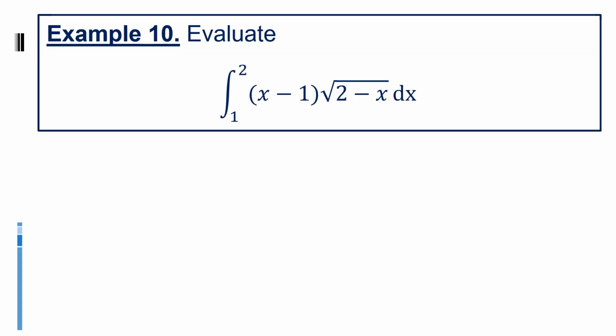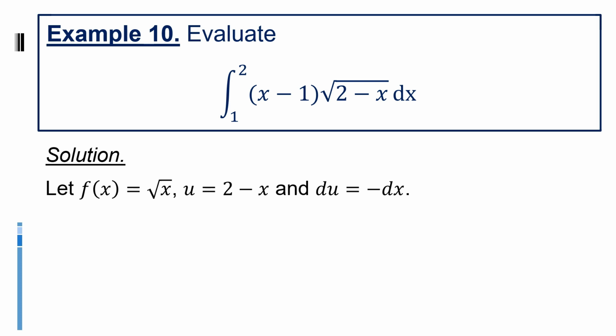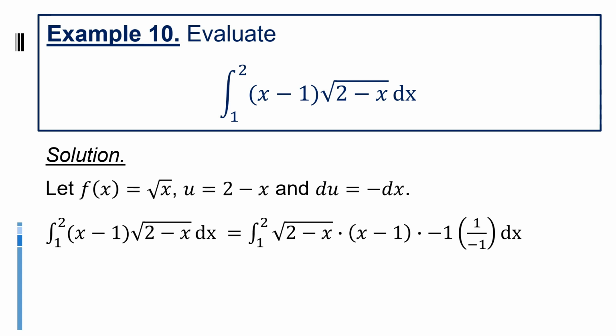Let's evaluate the integral from 1 to 2 of x minus 1 times square root of 2 minus x dx. So for our solution, we let f of x be equal to square root of x. Our u is equal to 2 minus x, and du is equal to negative dx. Now, changing, we have the integral from 1 to 2 of square root of 2 minus x minus 1 times negative 1 times 1 over negative 1 dx. So ito, pwede nating ilabas doon.